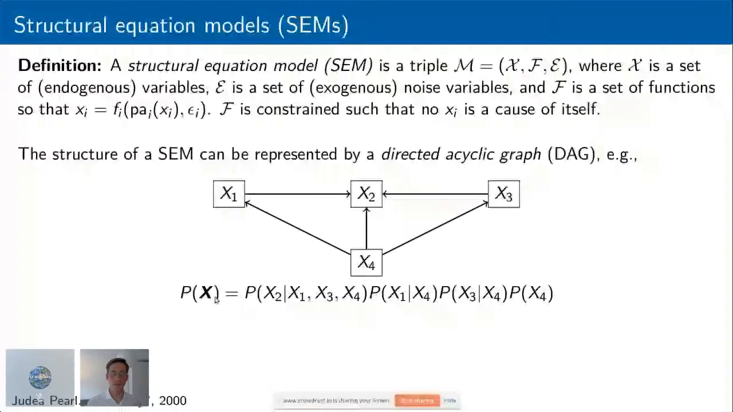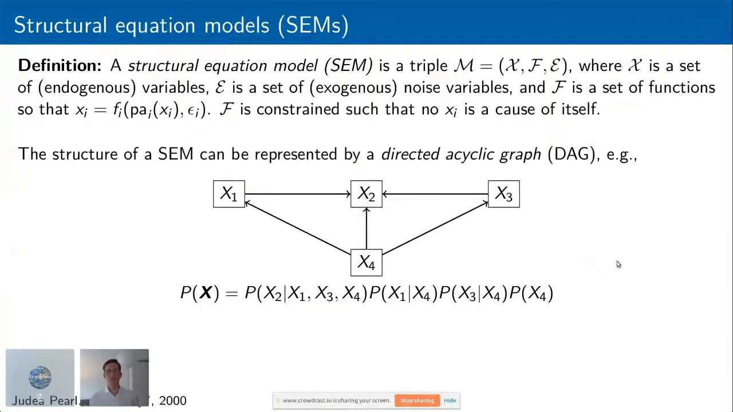So the joint distribution over X, if you write it down with the Bayes rule, and then eliminate in the conditional part all those variables that are not causes of the respective variables, you end up with this factorization according to this DAG, where you have x4 at the end because that is the root cause of everything, and x2 at the beginning because this is the end effect of everything.